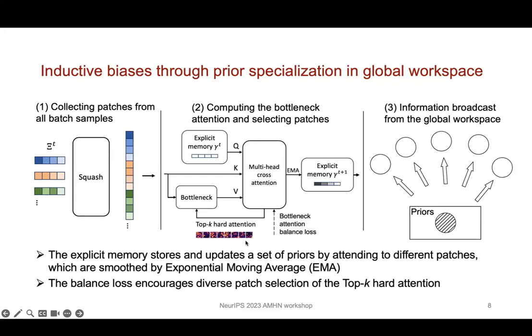Then the squashed representations are projected to a low-rank latent space of dimension and sparsely selected and stored in the explicit memory, while the fixed bottleneck. The bottleneck attention is based on multi-head cross attention, allowing only a few of the patches to enter the workspace, which is the explicit memory in the architecture here, introducing the competition among different patches. The explicit memory stores and updates a set of priors by attending to different patches, which are then smoothed by the exponential moving average method. We also included the balance loss to encourage the diverse selection of the different patches. We will show a few examples of the effectiveness of the balance loss.